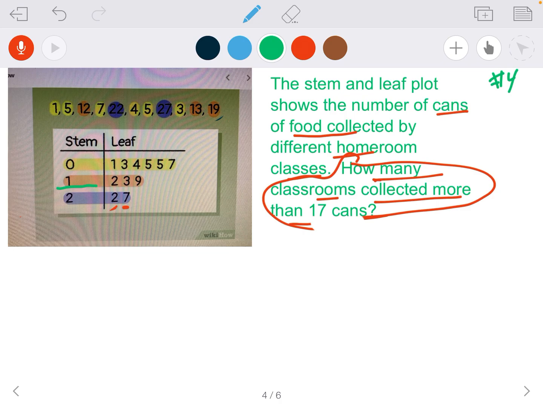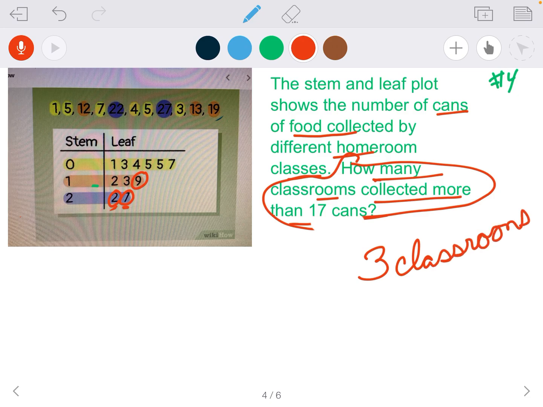Well, I know that this represents 1, so this is in my tens place. So this number is 12, 13, and 19. So I want to see how many are more than 17. Well, 19 is more than 17. 22 and 27 are more than 17. So there would be 3 classrooms.